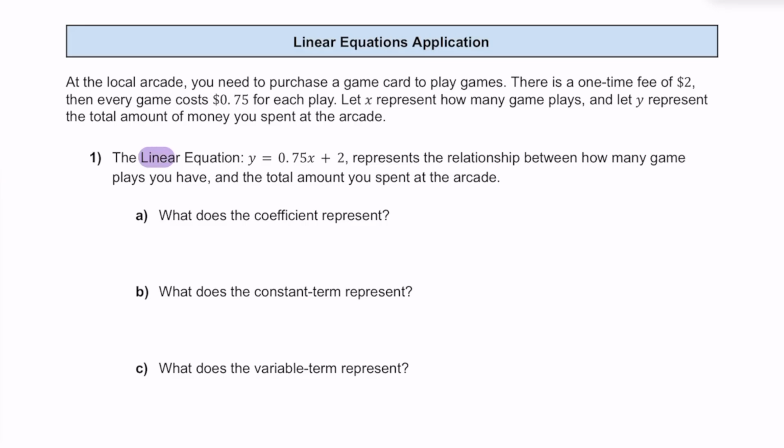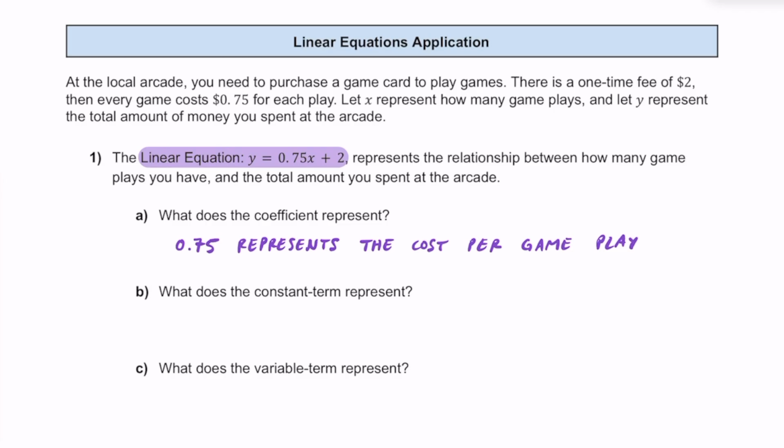Alright, so we're given this linear equation to represent this scenario. So we have Y is equal to 0.75x plus 2. And this is going to represent the relationship between how many gameplays that you have and the total amount of money that you spend at the arcade. Alright, so for this first part it says, what does the coefficient represent? Well, the coefficient in this linear equation is going to be 0.75. And this essentially just represents the cost per gameplay.